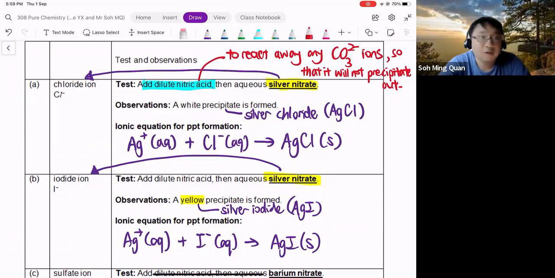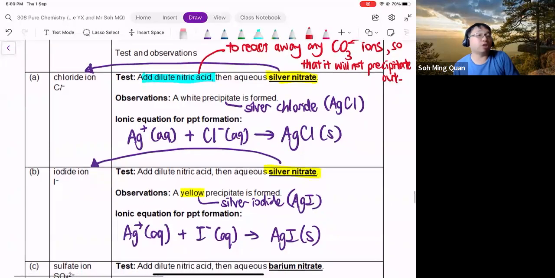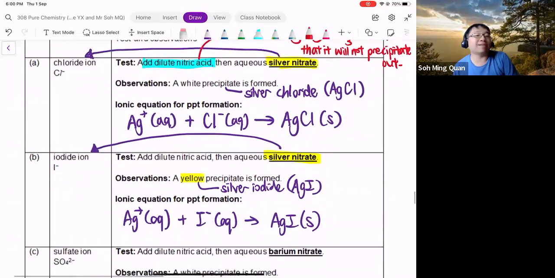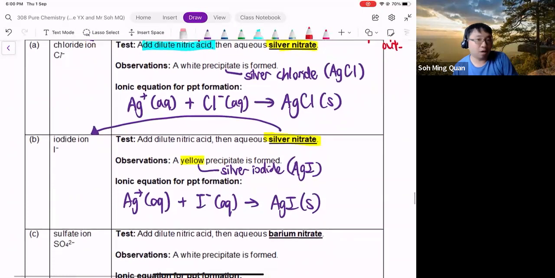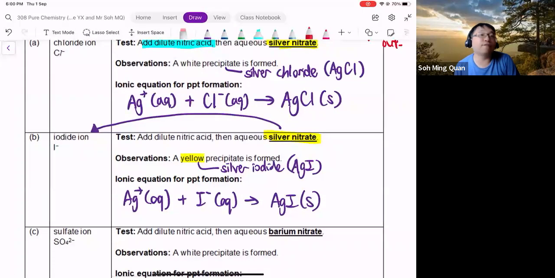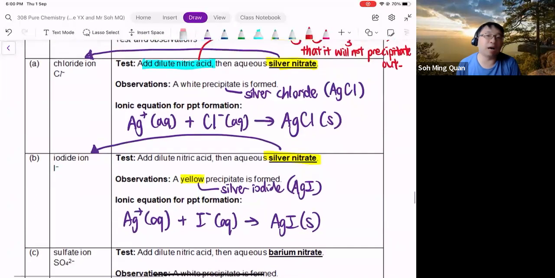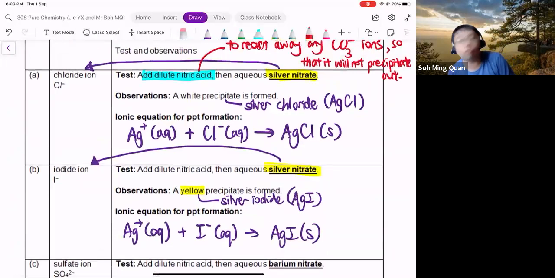Okay, so hopefully you remember acid plus carbonate forms salt, water and carbon dioxide gas. Now, Rishi's question is actually good because you realize for sulfate tests, we also add nitric acid first. The reason is exactly the same: I don't want the carbonate to precipitate out, so we add acid first to react away any carbonate ions.